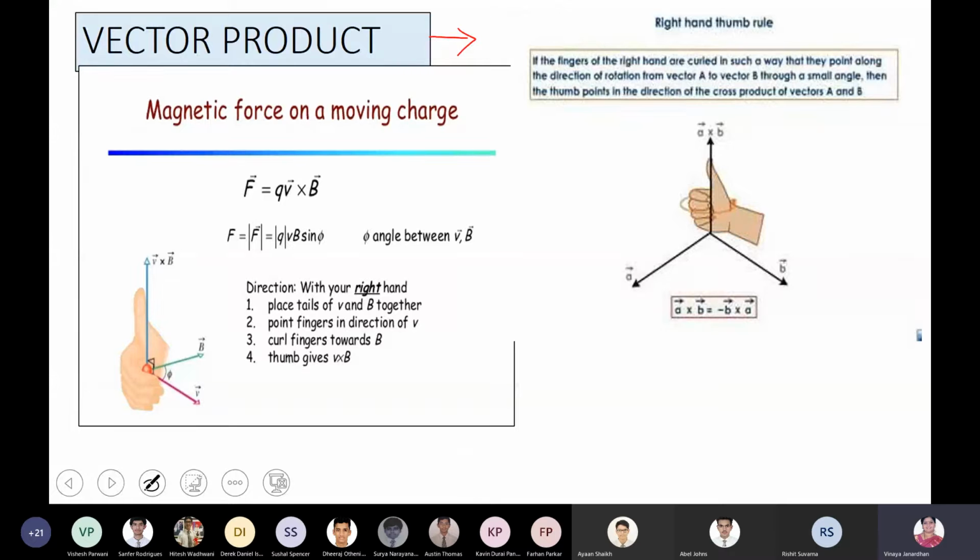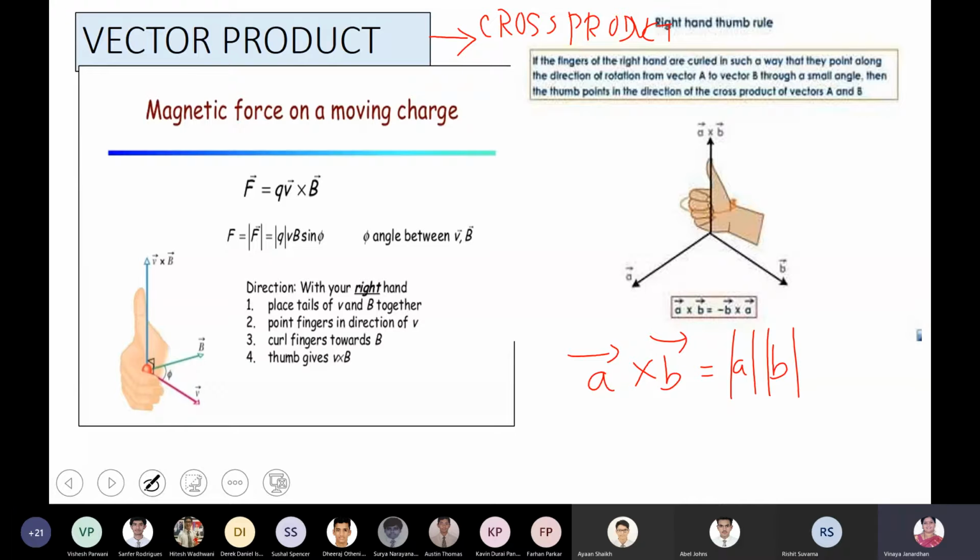Vector product, we call this the cross product of two vectors. Suppose I have two vectors, A vector and B vector. What will be the cross product of this? It is the modulus of A vector, modulus meaning the magnitude of vector A, times the magnitude of vector B, times sine theta. Theta is the angle between both vectors. We'll see the literal meaning. This is the mathematical expression.